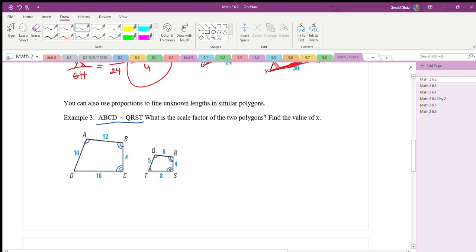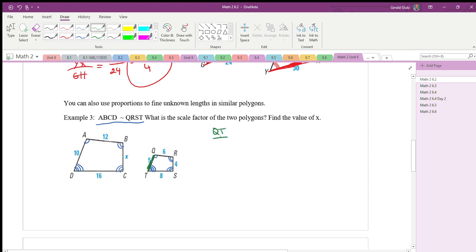So make our little marks here. What is the scale factor of the two polygons? And then find the value for x. So first thing we got to do is find the scale factor. So I'm going to choose two sides that are corresponding. It doesn't matter which one I want to start with. I'll start with QT.